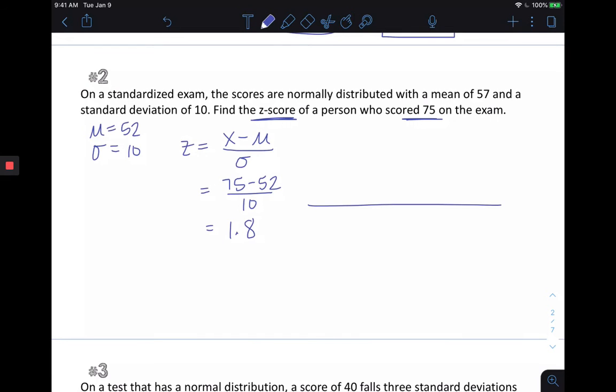Just to show what this represents, we have a normal distribution, so scores are normally distributed. The mean is in the center. 75 is going to be way over here, and we converted 75 to a z-score, which is 1.8, and that means that value 75 is 1.8 standard deviations above the mean, away from the mean.